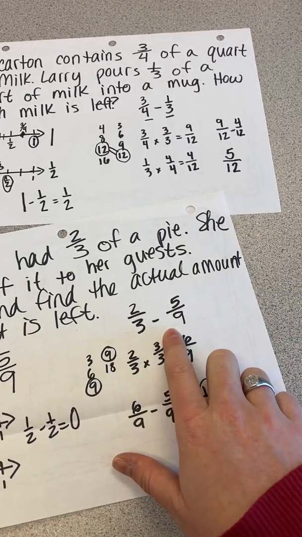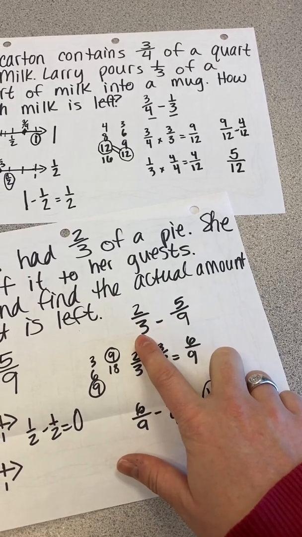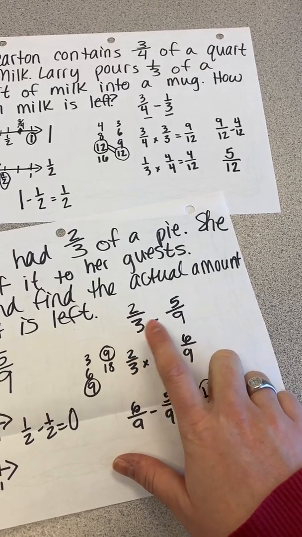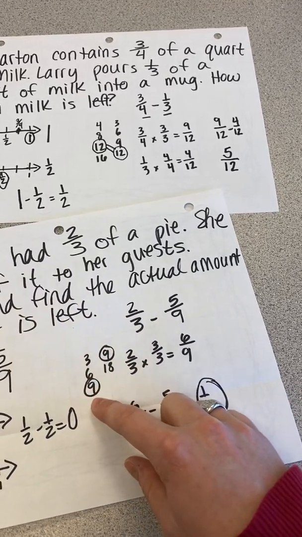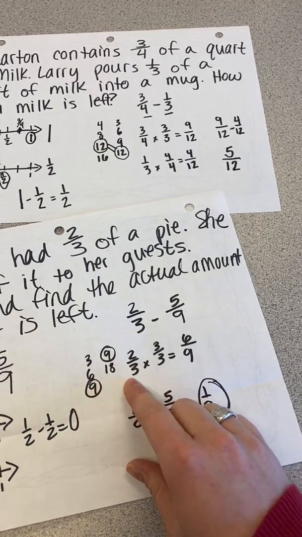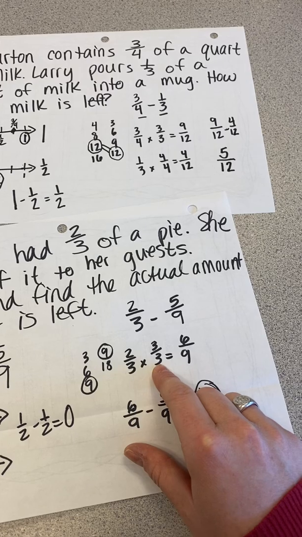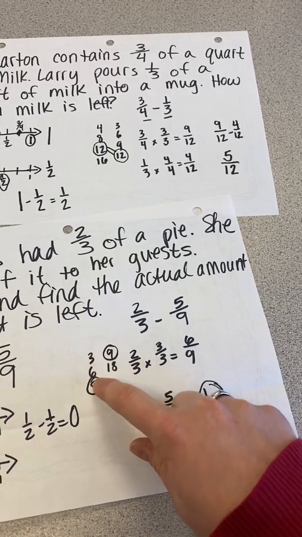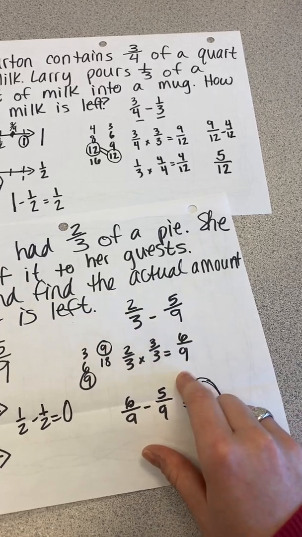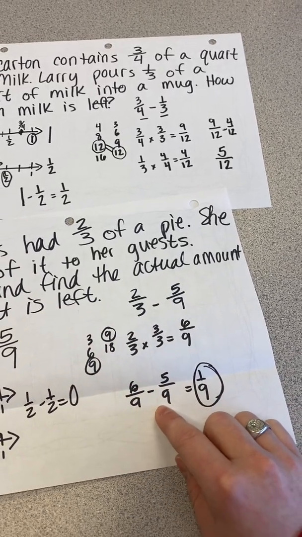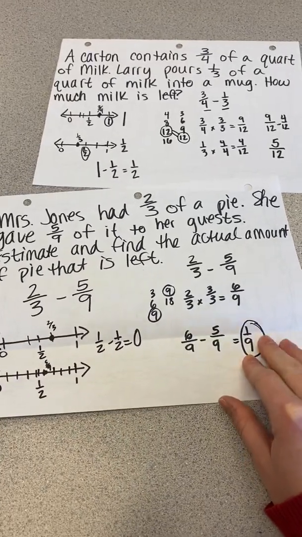So when I did 2/3 minus 5/9, 2/3 is greater than 5/9. And so I need to figure out what is left, and I don't have a common denominator. So in order to find that, I did my multiple towers. I found that 9 was common in both. So I needed to multiply 2/3 by 3/3. 3 times 3 is 9. And I got 6/9. 5/9 is already ready to go. So all I had to do is do 6/9 minus 5/9, which is 1/9. So Mrs. Jones has 1/9 of a pie left.